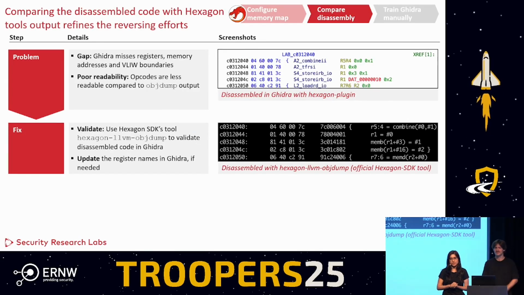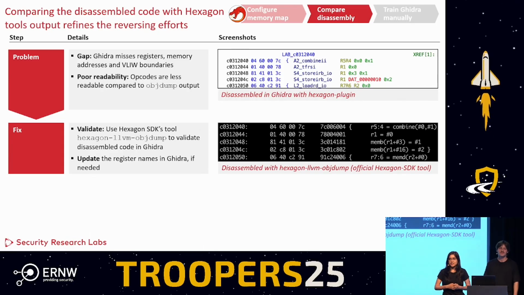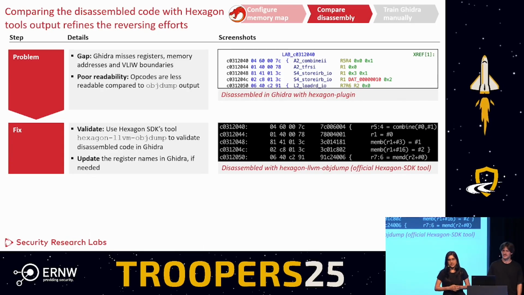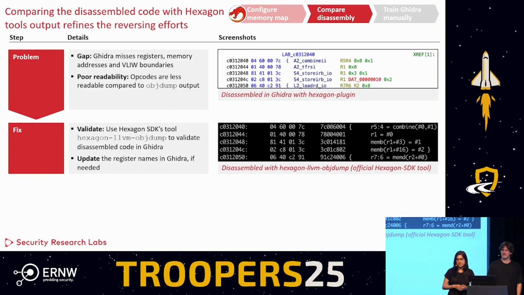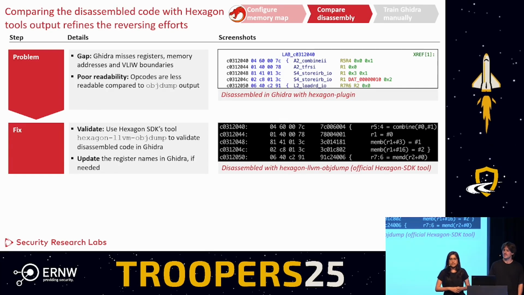Then we want to validate that, okay, Ghidra can read this, but is it actually disassembling it properly, or is what we see on Ghidra actually correct or not? So we validate this with the Hexagon SDK tool. If you have an account on Qualcomm Developer, you can get this Hexagon SDK tool, and it has a lot of binaries that can be used for debugging or reversing. One such binary is objdump. So we disassemble the firmware using objdump, and we see it's really nice.